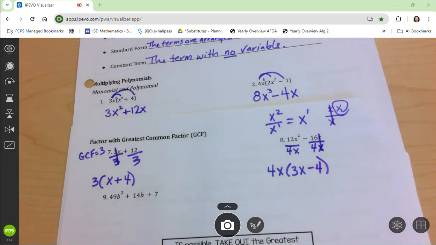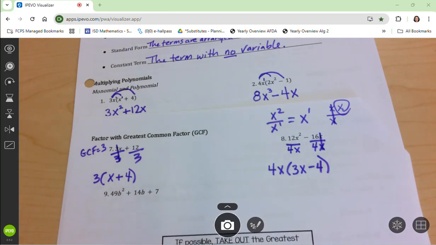All right, does anybody have a question on that one? Number 9, you have 3 terms. You need to take a greatest common factor out of all 3. Do that, please. Greatest common factor.